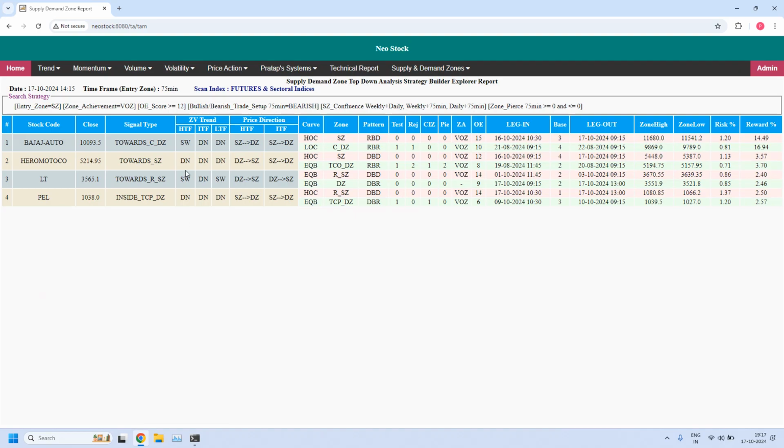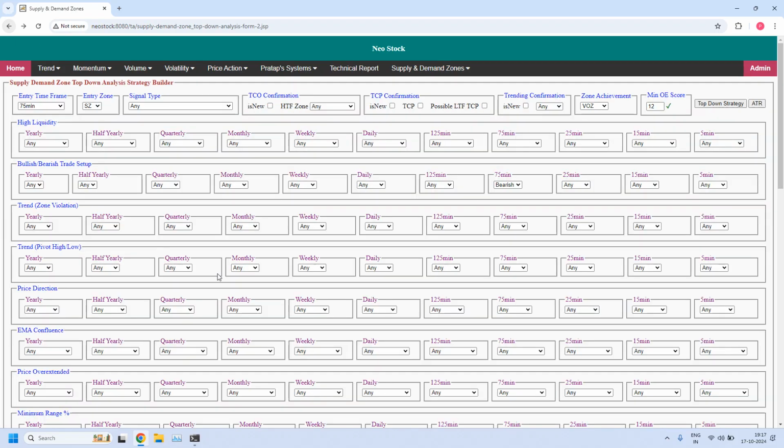In these 4 stocks, the second and the fourth one are in downtrend. That is the HTF trend. HTF is weekly, and 75 and daily together are part of the weekly zone. And if these two, the second and fourth stocks, have EMA confluence, weekly EMA confluence, they are high probability setup stocks. Let's verify.